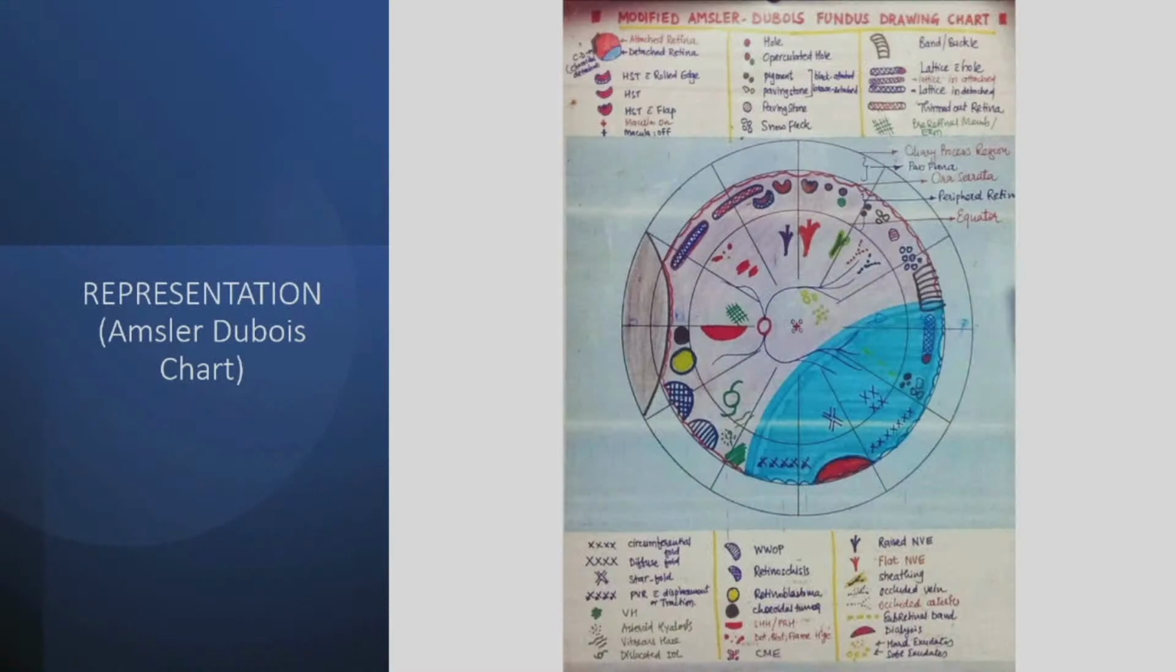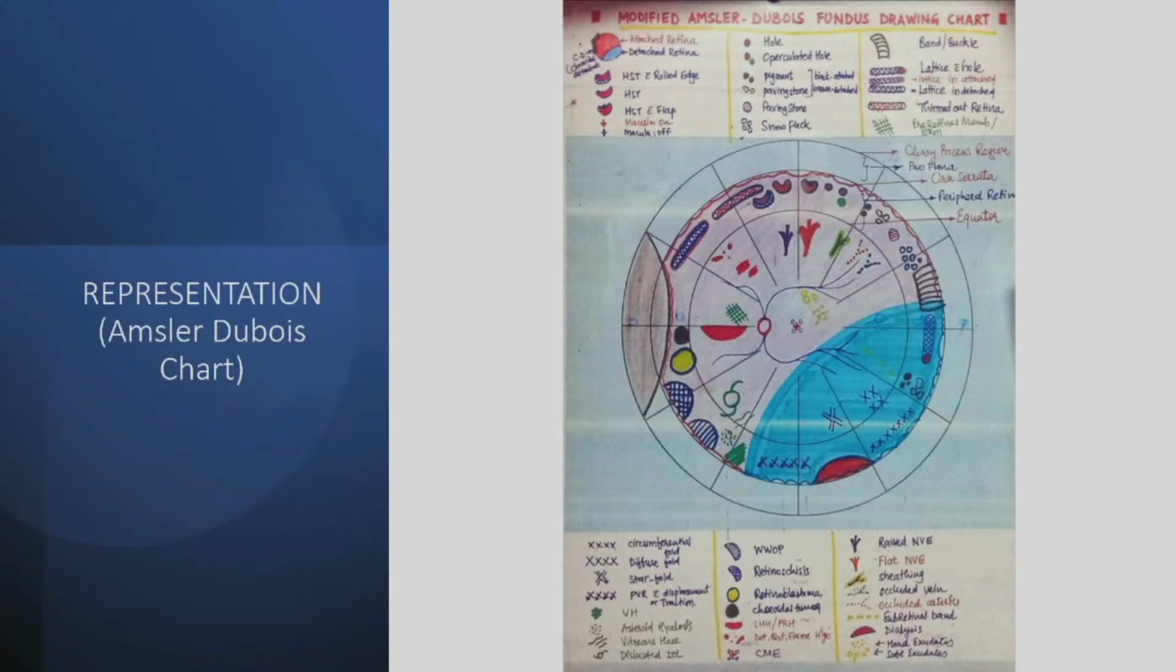And now, finally, coming to the representation. Representation is a very important thing. Whenever you are representing your diagrams in the retinal chart, you have to be very clear, and the diagram has to be very beautiful so that you impress the examiner. So now coming to this, this is a modified Amsler-Dubois chart. Now coming to the basic thing.